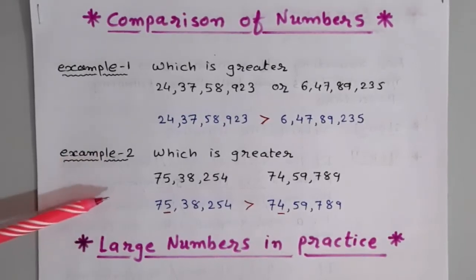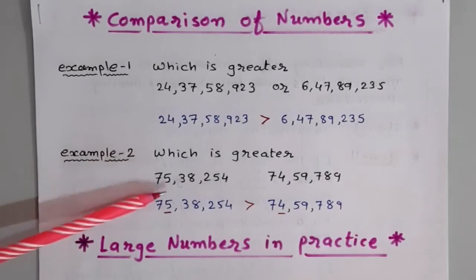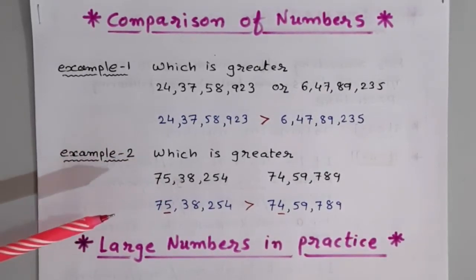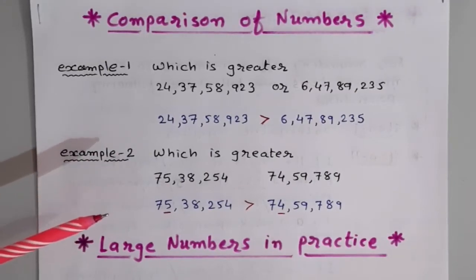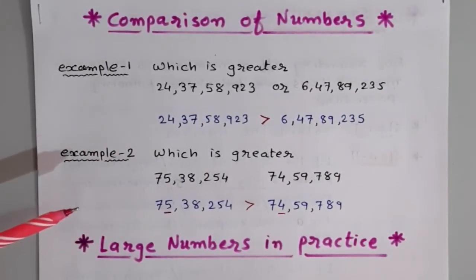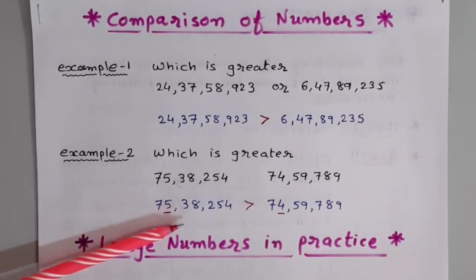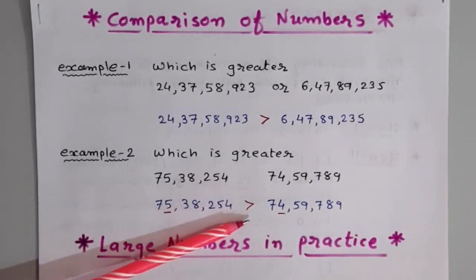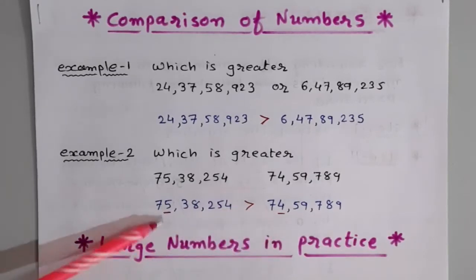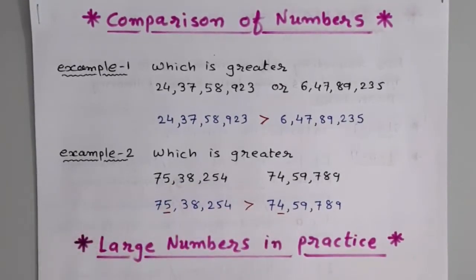Now take example 2, which is greater? Clearly both numbers are 7 digits. We observe that the leftmost digits are equal. The second leftmost digits are 5 and 4 respectively. And we know that 5 is greater than 4. So 75,38,254 is greater than this number. You can see that I put an underline on 5 and 4 like this.